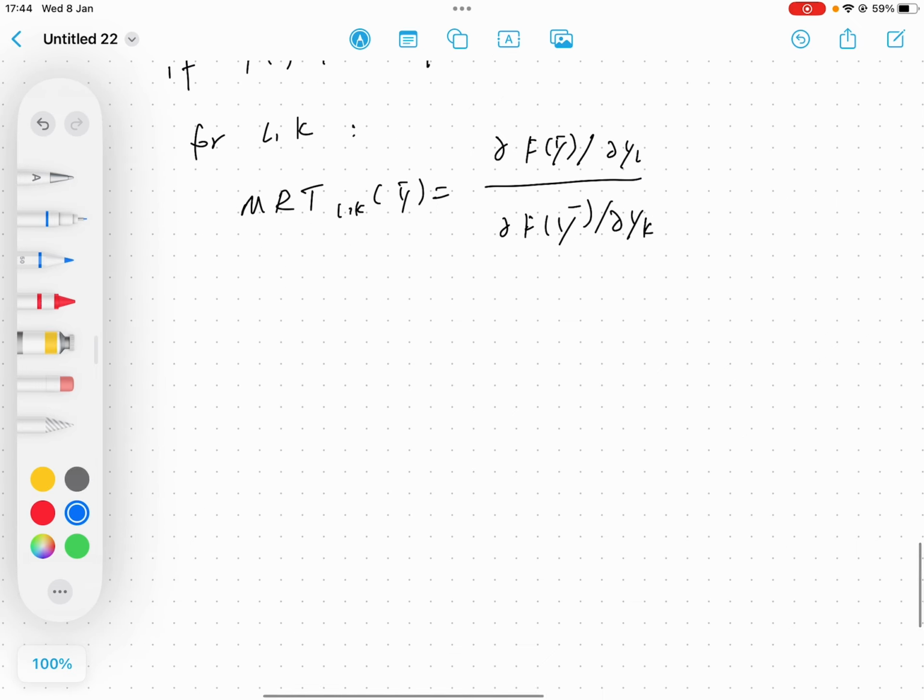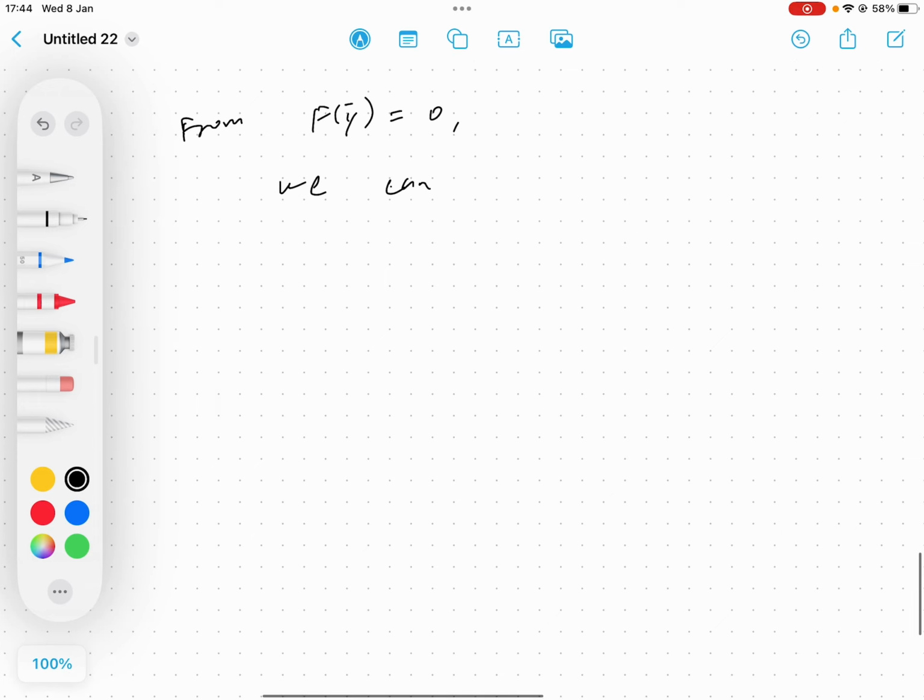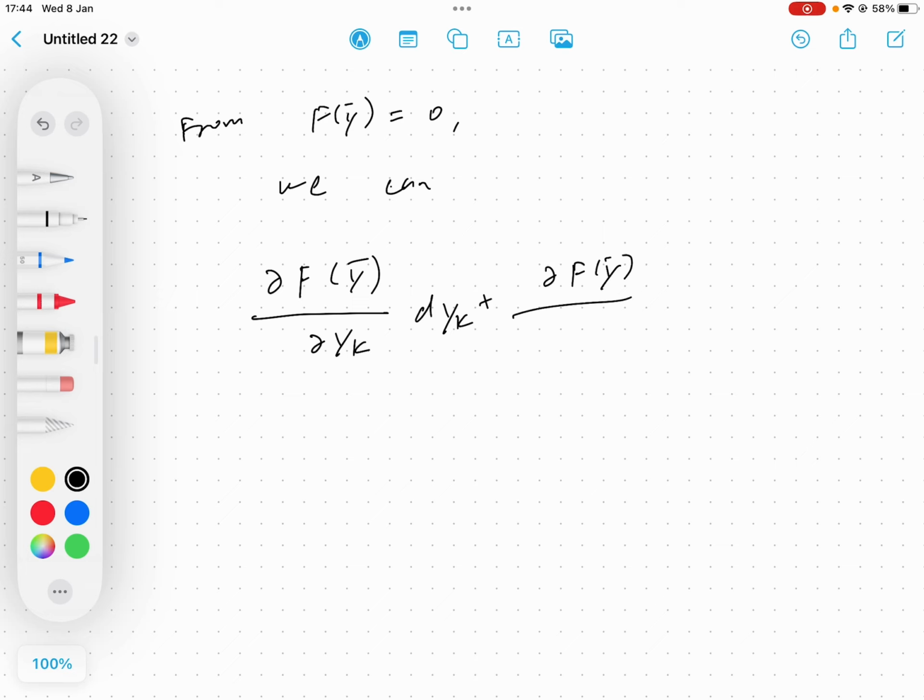In addition, this marginal rate of transformation is just a measure of how much the output of good k can increase if the firm decreases the output of good l by one marginal unit. From the assumption that f(y bar) is 0, we can totally differentiate and get partial f with respect to y_k times dy_k plus partial f with respect to y_l times dy_l equals 0. So the slope of the transformation frontier at y bar has to be exactly the negative of MRT. That was the transformation function.